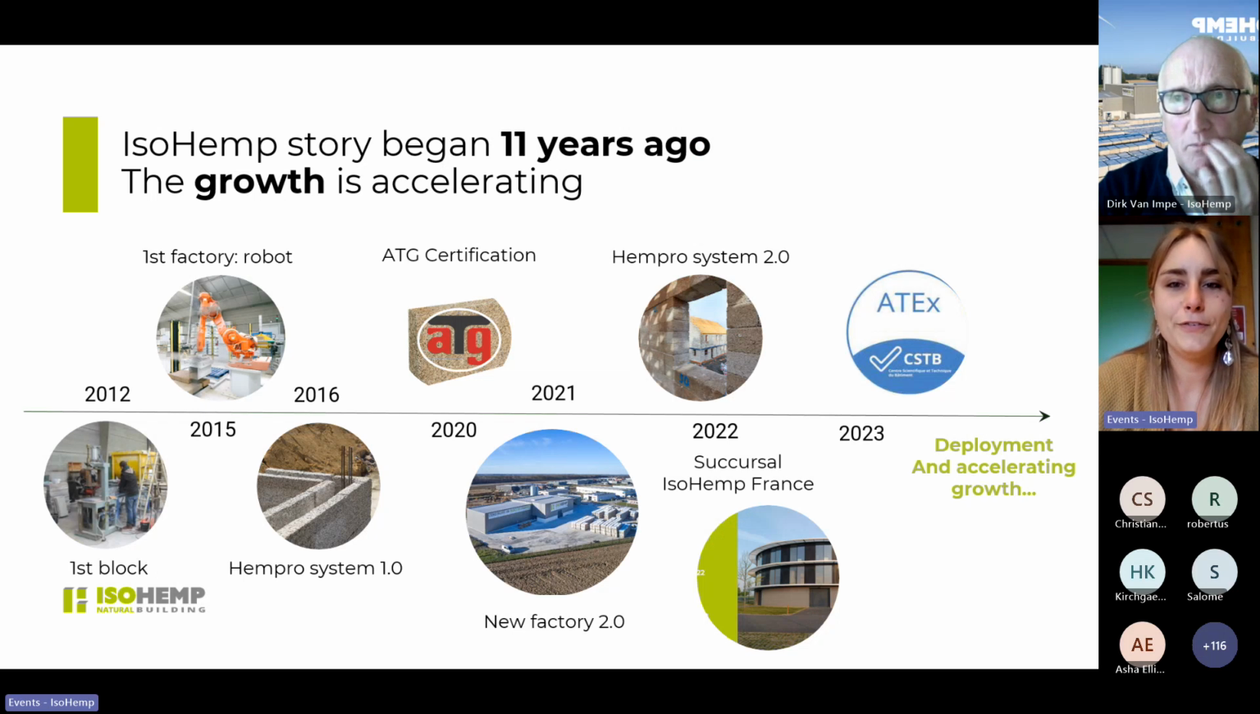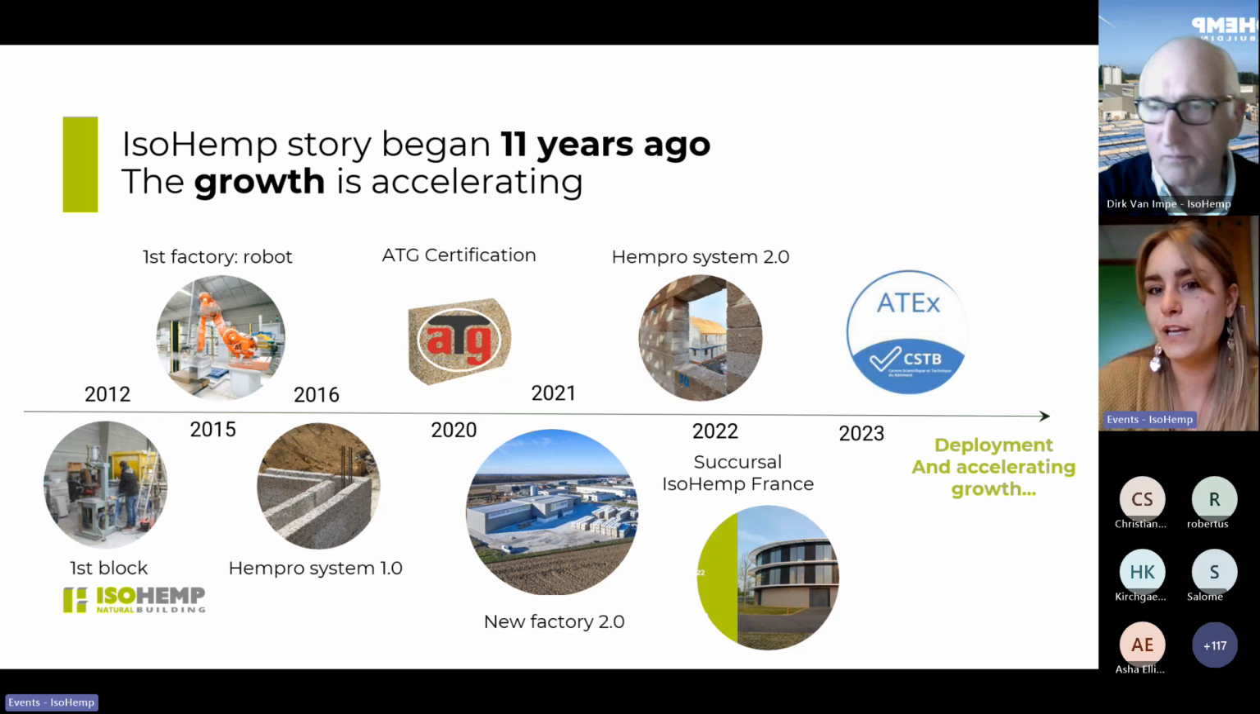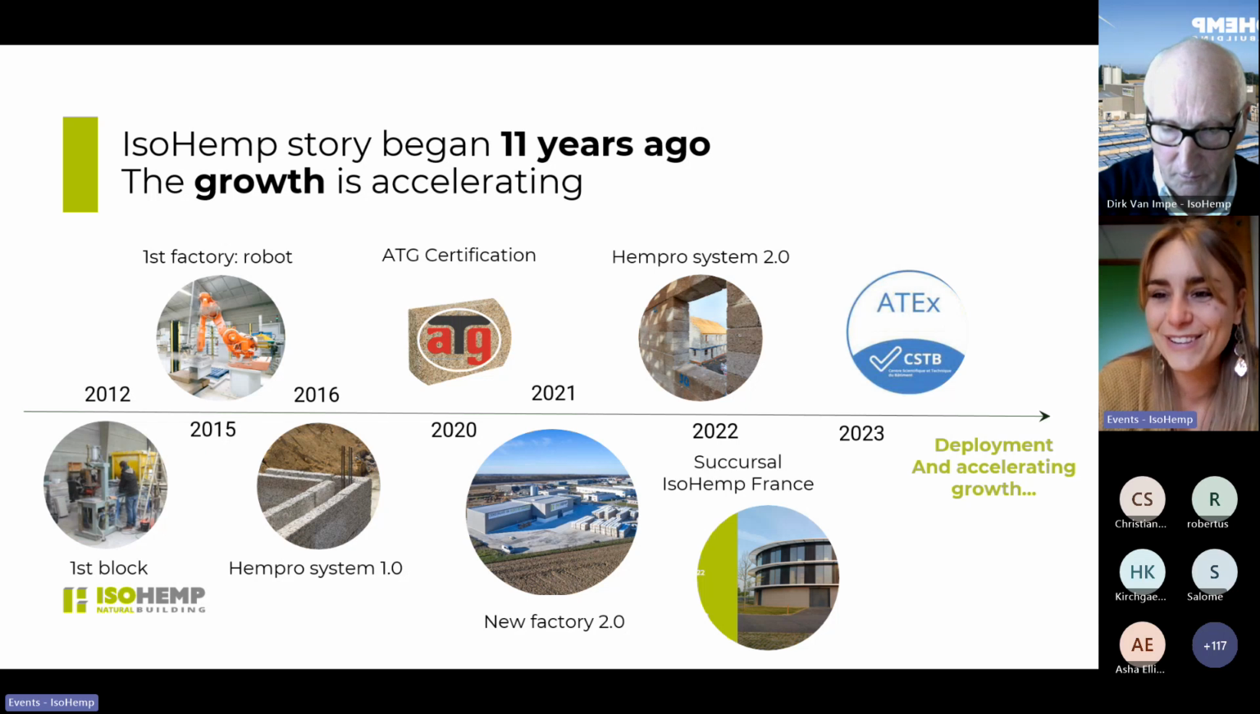So the story of IsoHemp. It begins 12 years ago when Jean-Baptiste and Olivier met at university. Both future engineers came across the idea of revolutionizing the construction industry by making natural buildings with hemp blocks. And they decided to develop their thesis project around this topic. And so IsoHemp was born.